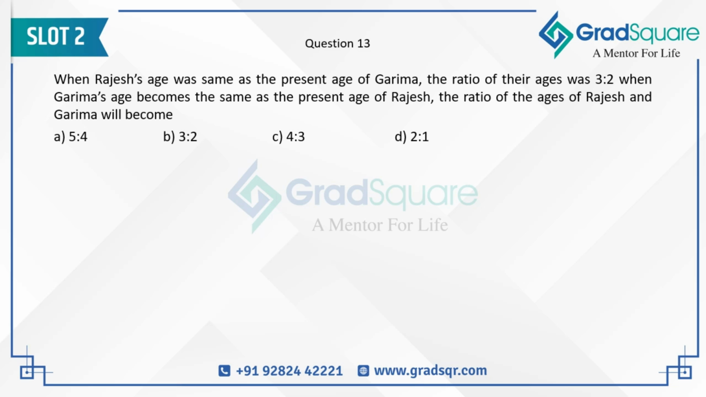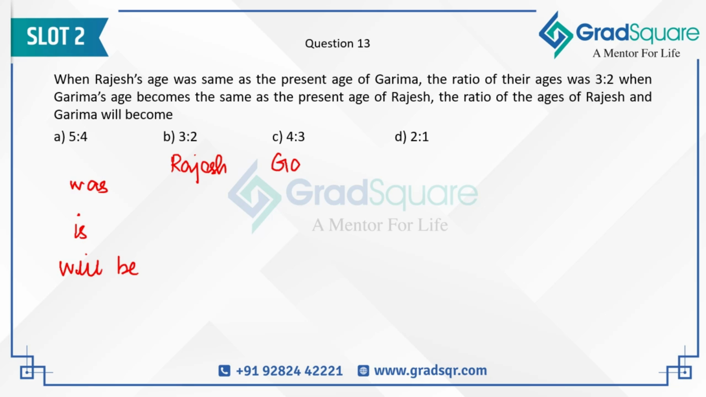In this question, when Rajesh's age was the same as the present age of Garima, the ratio of their ages was 3:2. When Garima's age becomes the same as the present age of Rajesh, the ratio of the ages of Rajesh and Garima will become what is the question. Now, three timelines have been discussed in this question: was the past tense, is the present tense, will be the future tense. And the two persons are Rajesh and Garima.